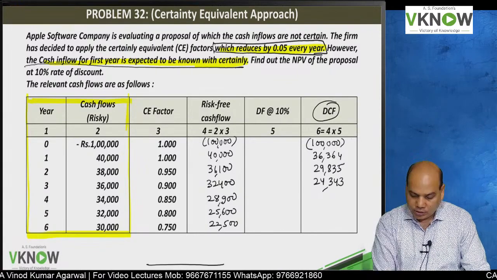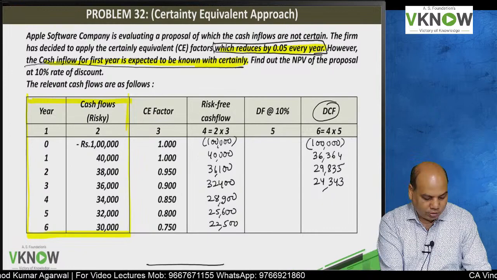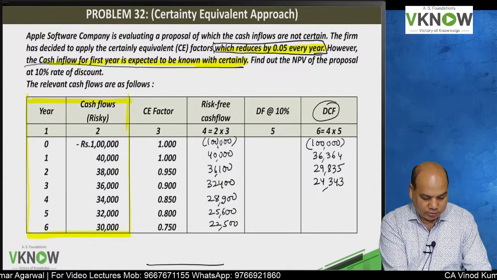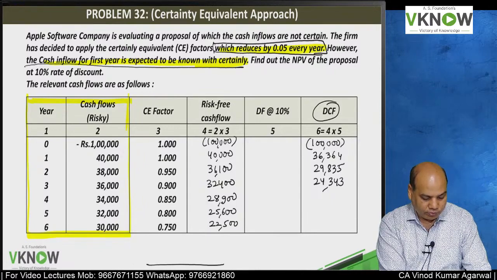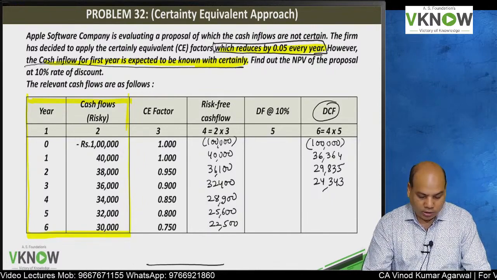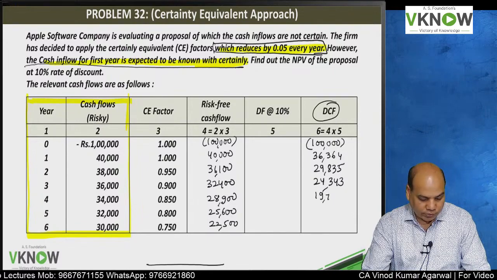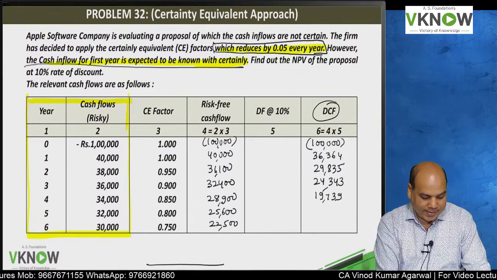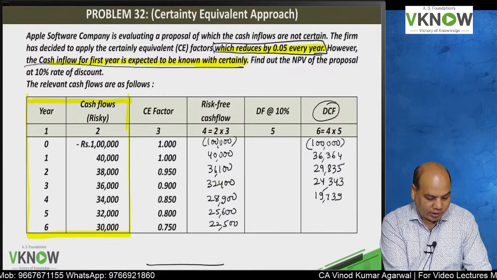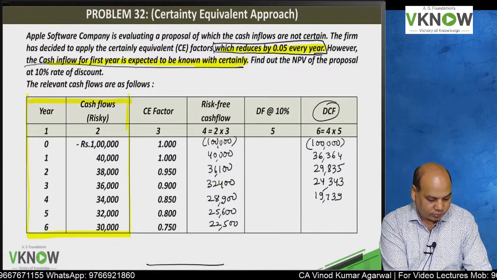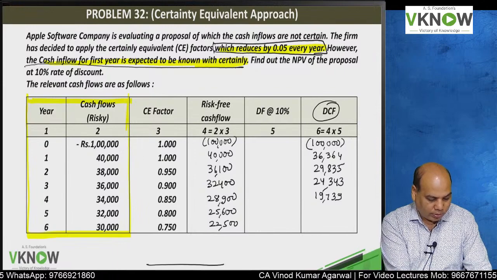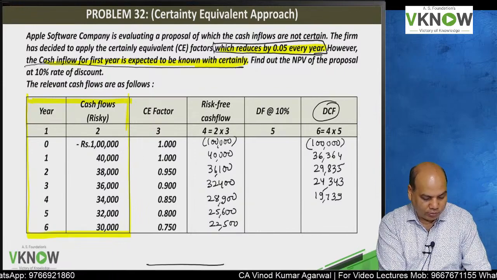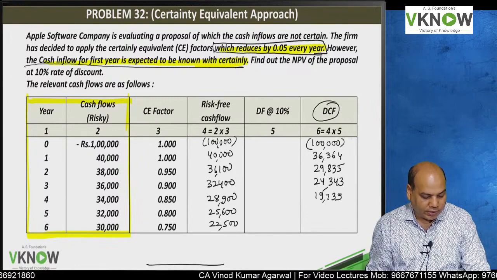Then next is 28,900 divided by 1.10, 4 times, equal to, memory plus 19,739. The next, 25,600 divided by 1.10, 5 times, equal to, memory plus 15,896.